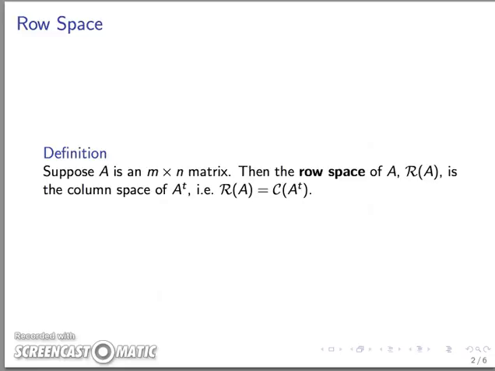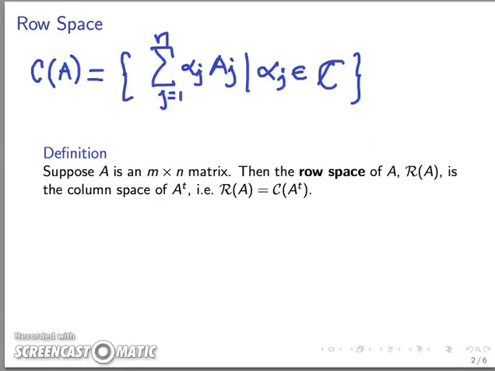So if we have a matrix A, which is in general considered to be rectangular, then the column space of A, if you may remember, is the span of the set of columns. In other words, any member of the column space would look like a linear combination of the columns. So it's this sum of scalar column vector multiplications.